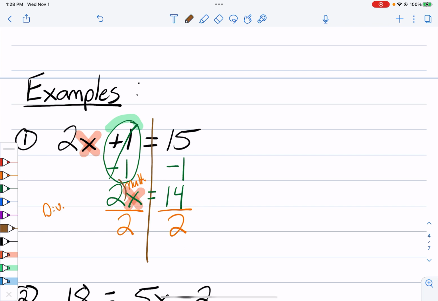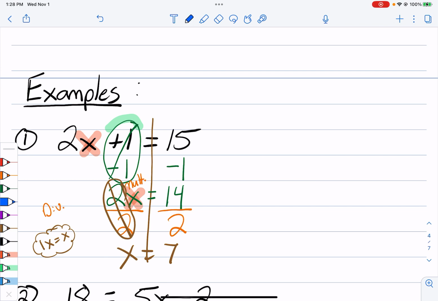This right here, this 2 divided by 2 is our 1. So we've just found our 1 that we're looking for. And 1x is the same as just x. So we don't have to write our 1. We're just going to write our x. And 14 divided by 2 is 7.